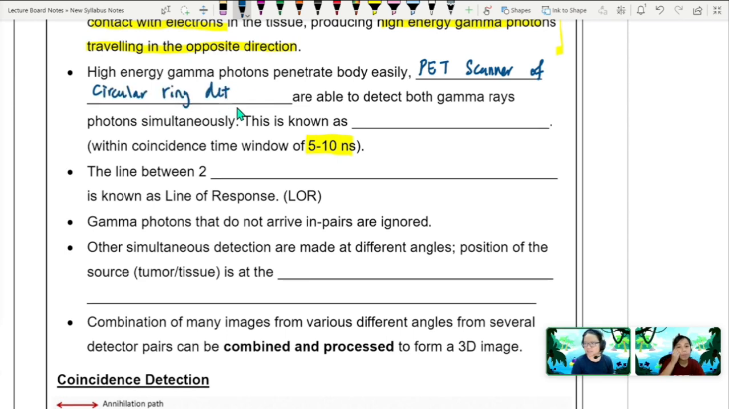Because this design is so important, you must mention in your explanation or description that we have a scanner of circular ring detectors. Don't just say put it inside a detector. It ain't no normal detector. It's a circular ring that looks like a fancy crown. So we will ping, but don't use the word ping. We are going to detect the gamma ray photons simultaneously. So we're going to be able to activate two simultaneous ones, and this is known as the coincidence detection.